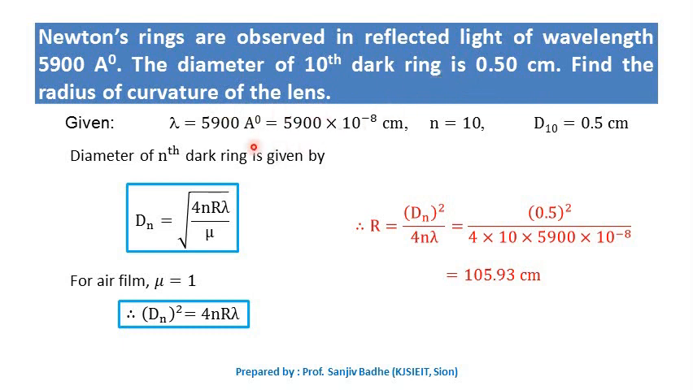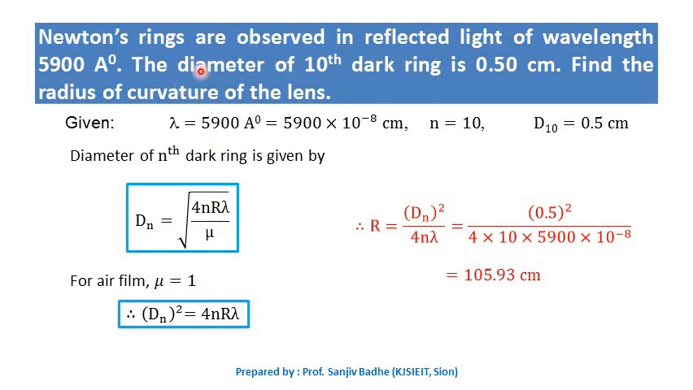So let us write the data in the problem first. Wavelength of light is given as 5900 angstroms. That can be written as 5900 into 10 raised to minus 8 centimeter. N is equal to 10, the diameter of the 10th dark ring, and the diameter of the 10th dark ring is given as 0.5 centimeter. As the diameter is given in centimeter, we will write the wavelength also in centimeter. Diameter of the nth dark ring is given by dn equal to square root of 4 n r lambda upon mu. So this is the relation that we will use.